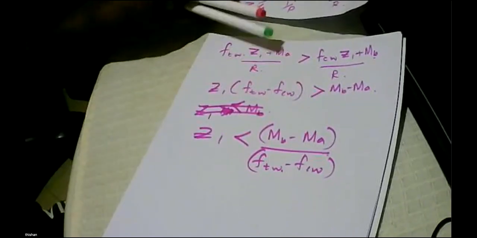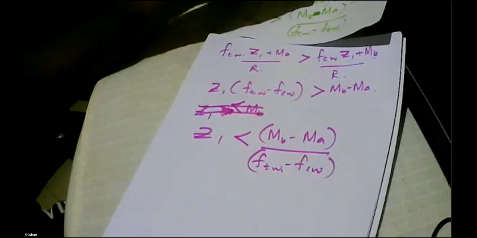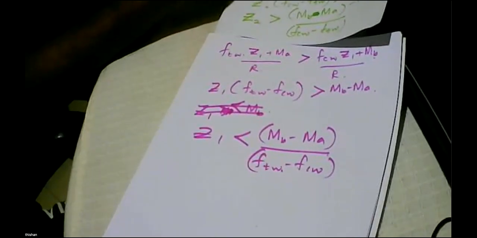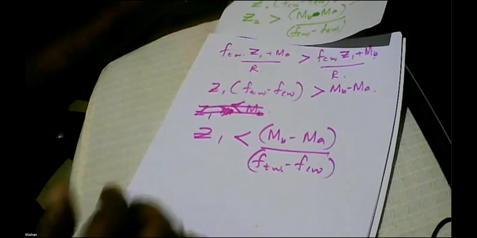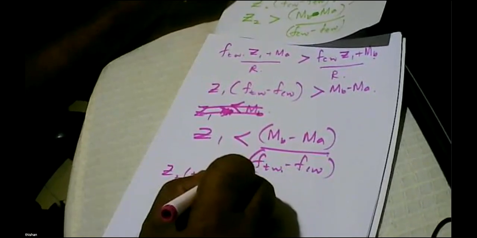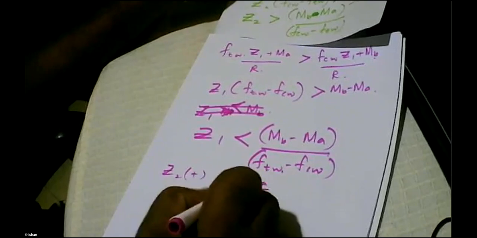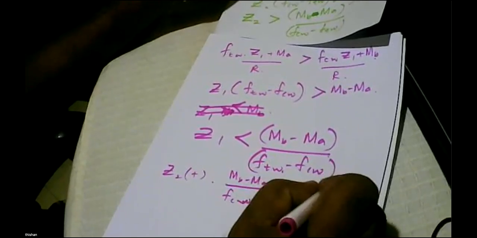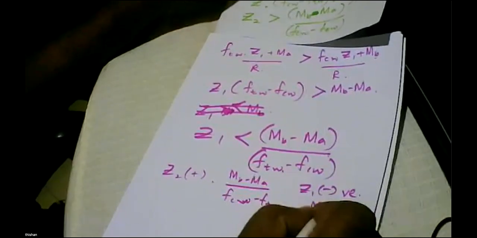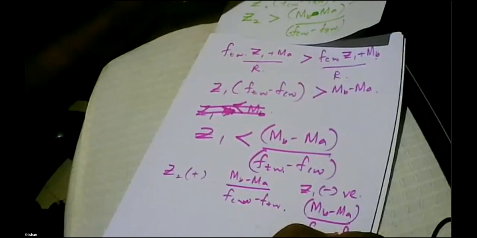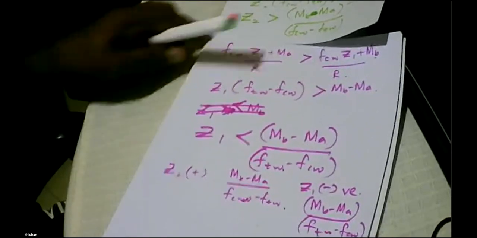So just compare these two equations. MB minus MA over FCW minus FTW. Here FTW minus FCW. So what it means is it's saying Z2 is positive. Because of that reason, it's given by MB minus MA over FCW minus FTW. Z1 is negative, so it is given by MB minus MA over FTW minus FCW. So same value. We get the same ones.